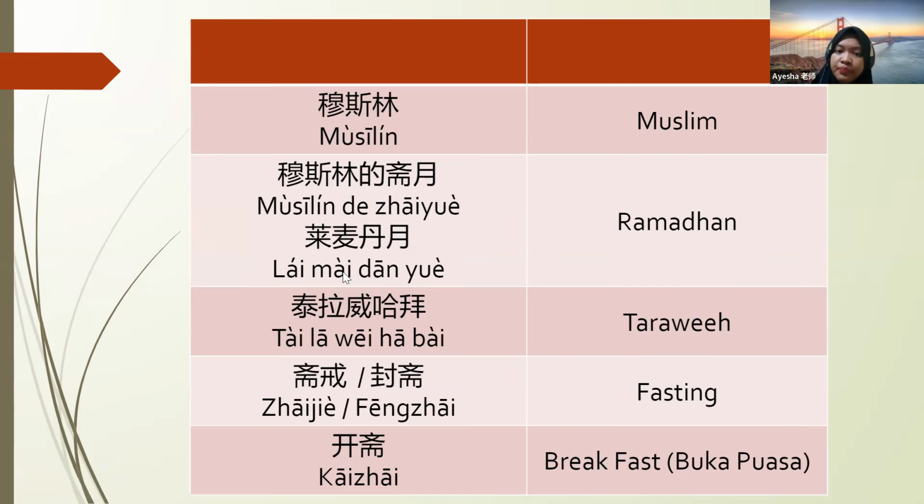来卖单月. Okay? Then you have your Tarawih. Wow, very long, right? 泰拉维阿拜. Bai means prayer. This one you can also use in other forms of prayers as well. Bai generally means prayer. Fasting, we can say 斋戒 or 逢斋. And then breakfast, we call 开斋. Kai means open. 逢斋, Feng means close, seal.